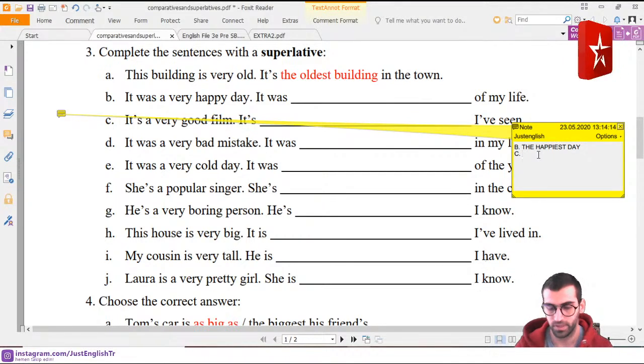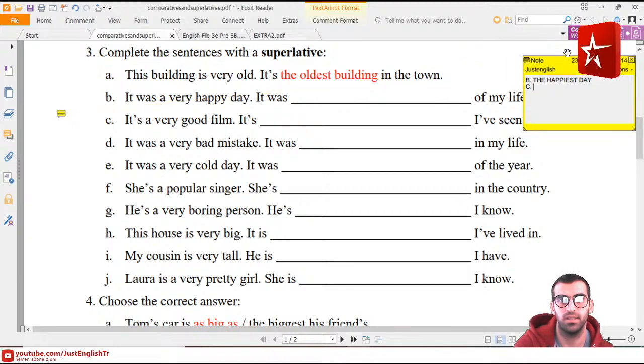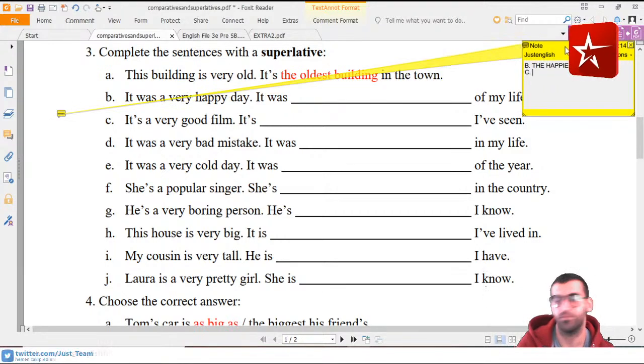Great. Let me drink my water and let's continue with C, and let's answer C.